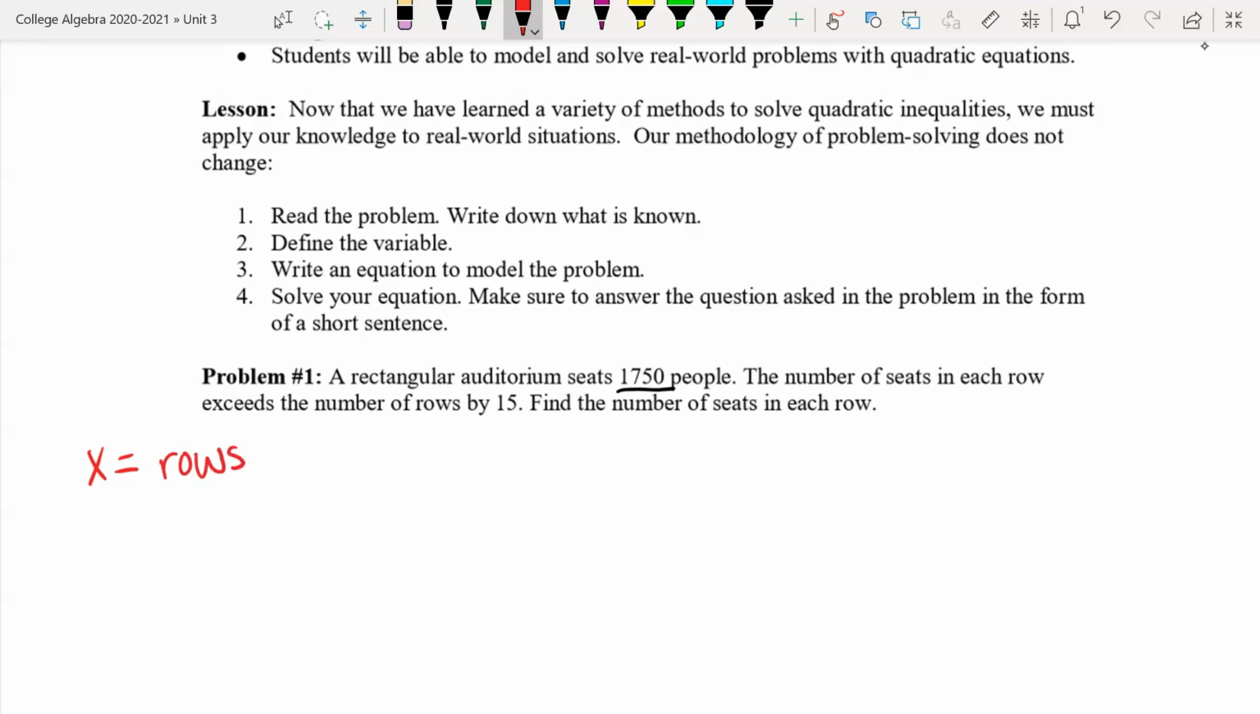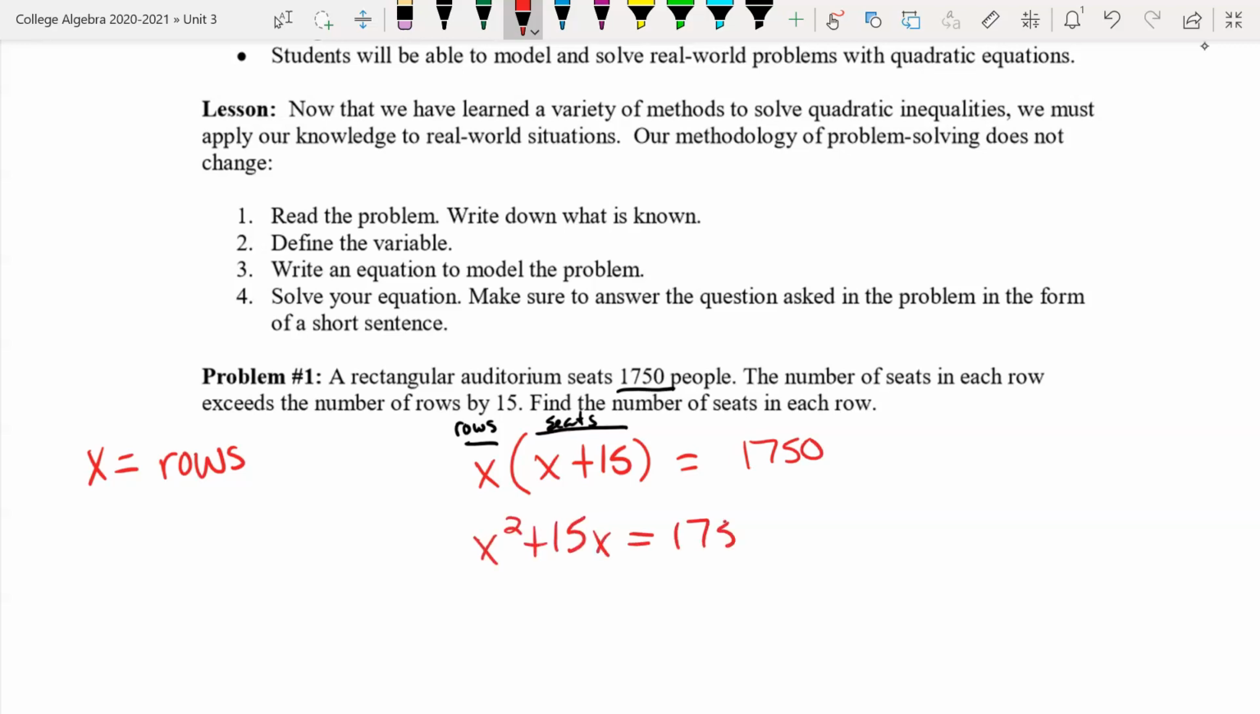Well, in order to find the number of seats, I can take the rows times the number of seats in each row. All right, so your x is your rows, but if I add 15 to x, that's going to be my seats. And I want it to equal 1,750 people. So now go ahead and distribute. You would get x squared plus 15x equals 1,750.